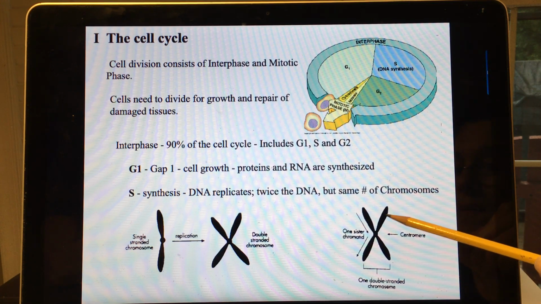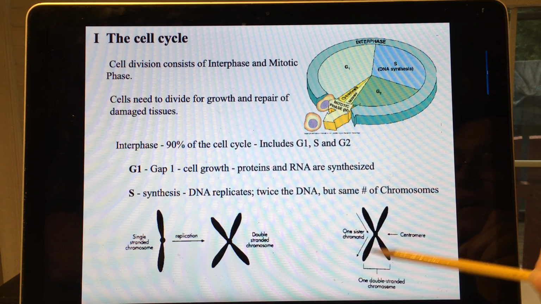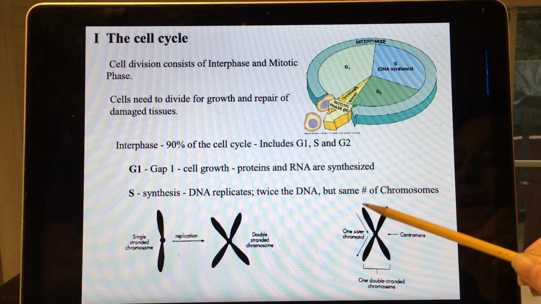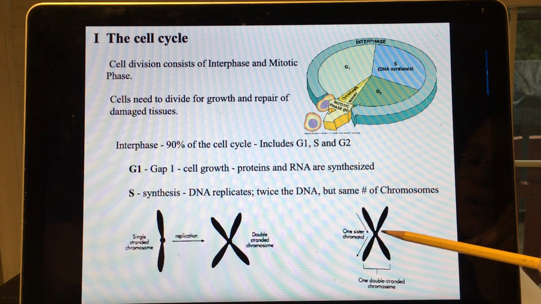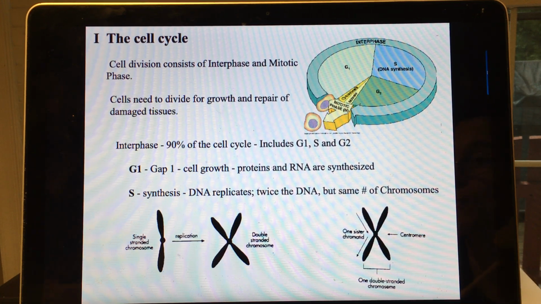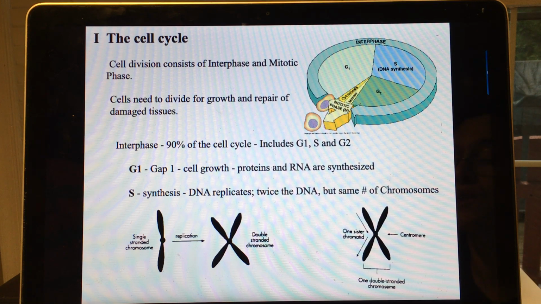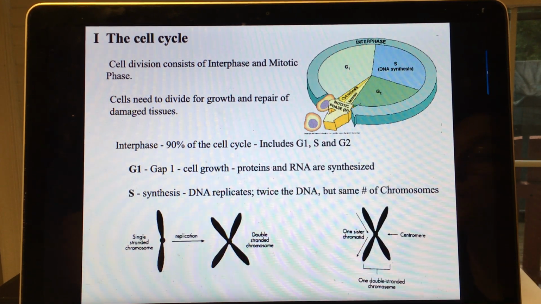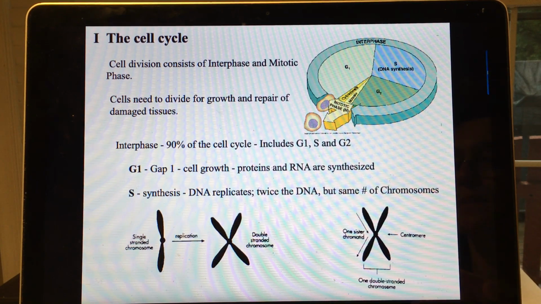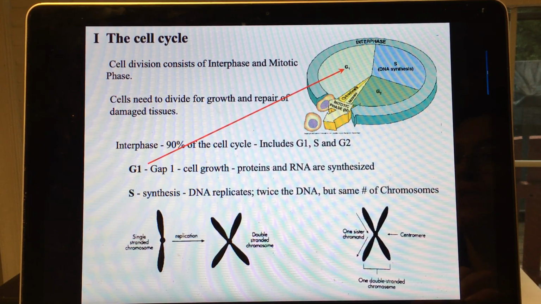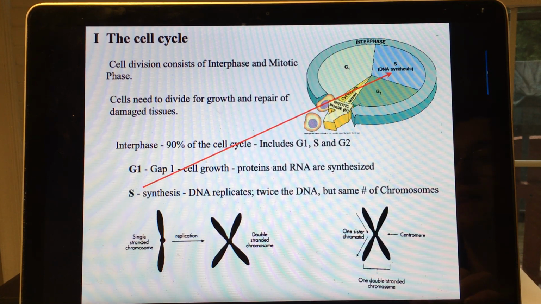So in this way, you have your sister chromatids, this side is genetically identical to that side, so that when you divide them, each new cell gets one of these sister chromatids. Well, they're not chromatids at that point, they're separated into single-stranded chromosomes. So the S phase, by the way, is referred to as the synthesis phase, and what is being synthesized is DNA. So here we have G1 and the S phase.